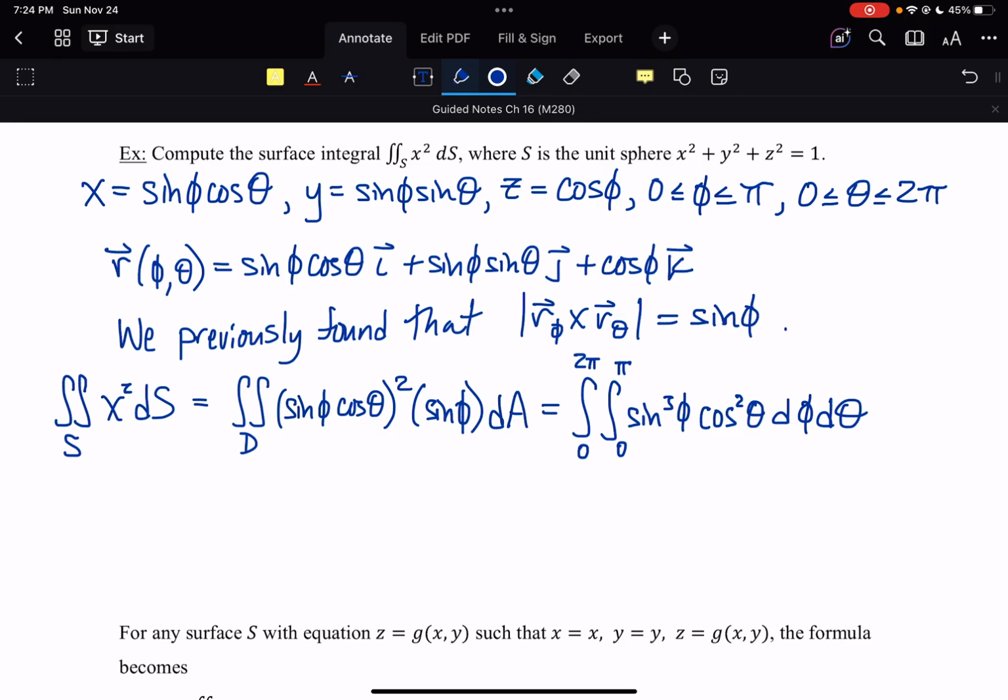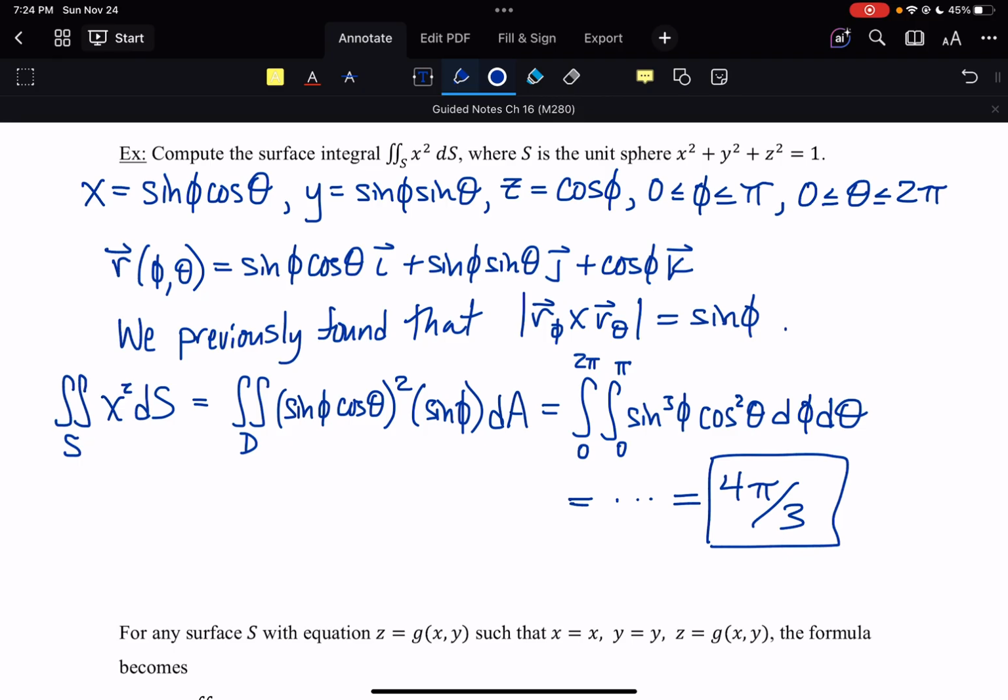So now we have this double integral in two variables. This one can actually split because it has constant bounds and it's a product of a function of phi times a function of theta. But that'll be left as an exercise if you want to try it on your own. We should get 4 pi over 3 for this one. So we parameterize the surface, compute the necessary magnitude of the cross product of the tangent vectors, and then solve the integral accordingly.